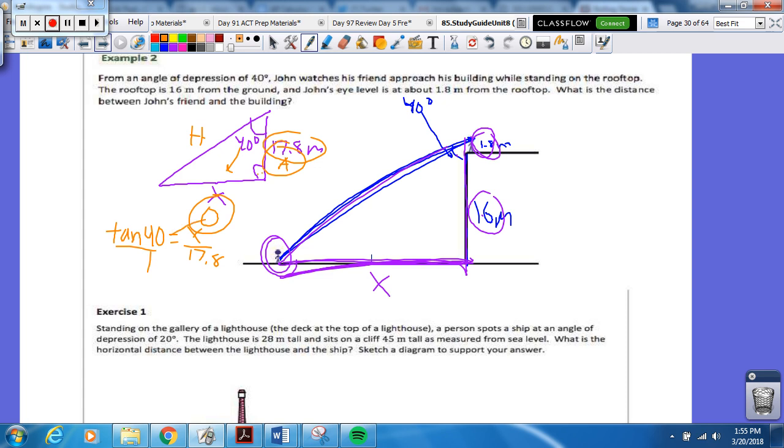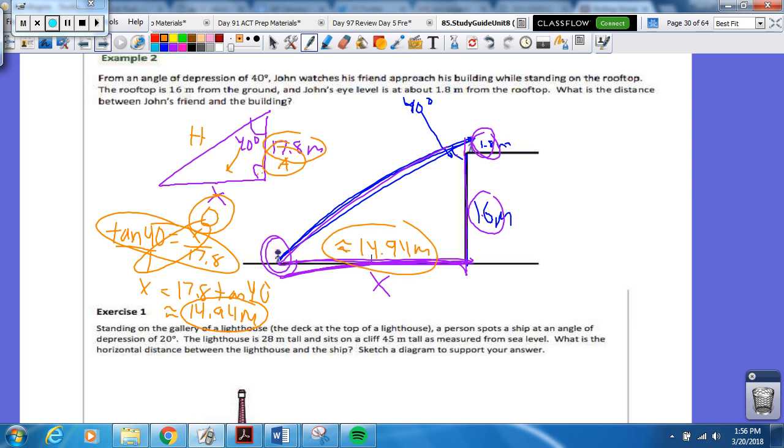Okay, cross multiply. 1 times X is X, and I have 17.8 times the tangent of 40. Calculator that up, and that should be my final answer. So I got 17.8 tangent 40, and it's about 14.94 meters. So that's how far this is, 14.94 meters, about. That's why I take the equal sign and put a squiggly. That means about, so that I've rounded, because the decimal is actually much longer than 0.94 and 0.95. Okay? Got it!